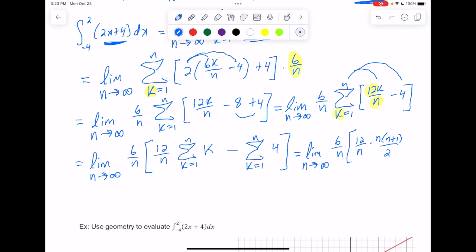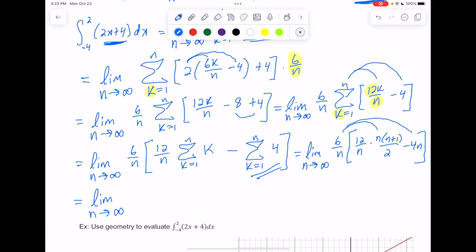And then we also had a formula that said if you take the sum of a constant, you get that constant times n. So for this piece right here, we just get n times 4, so minus 4n. All right, so the sum is gone, and now we just have to take a limit. Almost there. So the limit as n goes to infinity, and then let's start distributing this back.